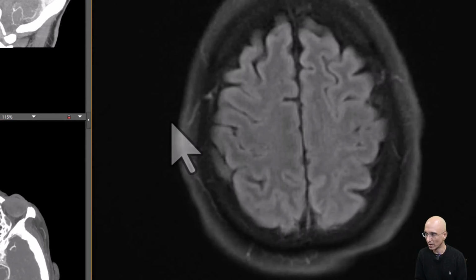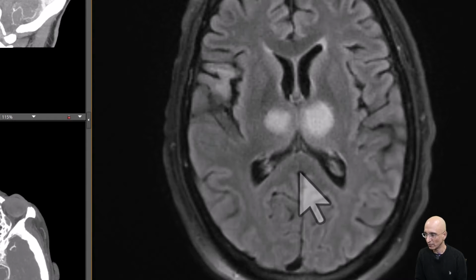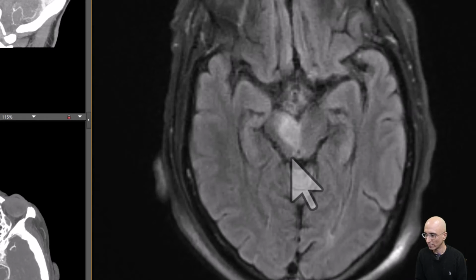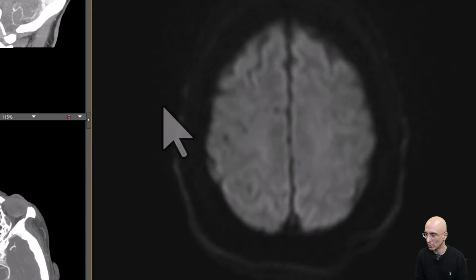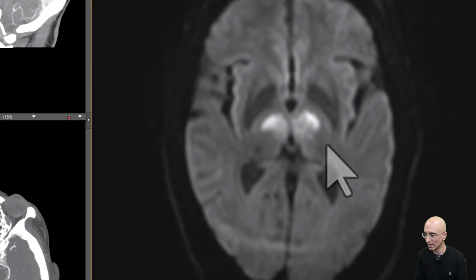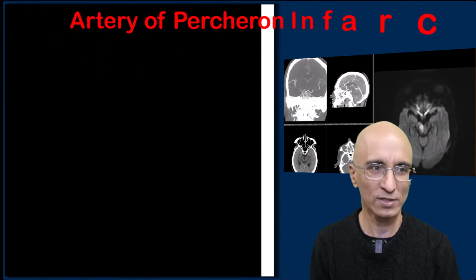On the axial FLAIR images, we can see the old infarct in the frontal region. We can see high signal in the bilateral ventromedial thalami extending into the right side of the midbrain. On the DWI sequences, we can see restricted diffusion involving bilateral thalami extending into the midbrain. The constellation of imaging findings is consistent with artery of Percheron infarction.